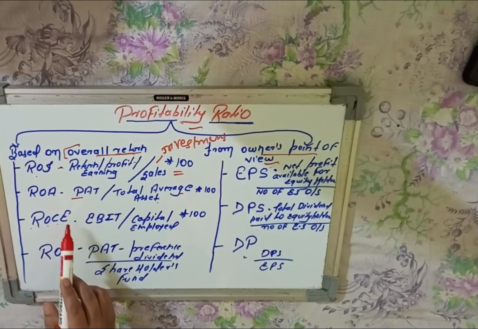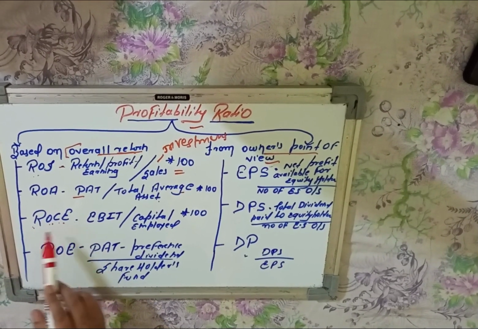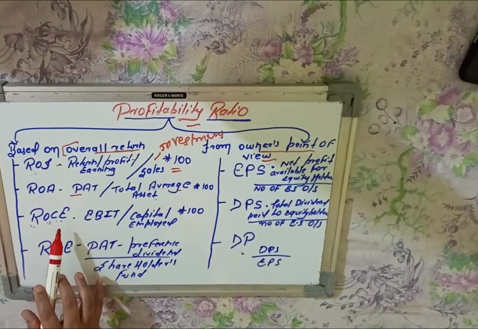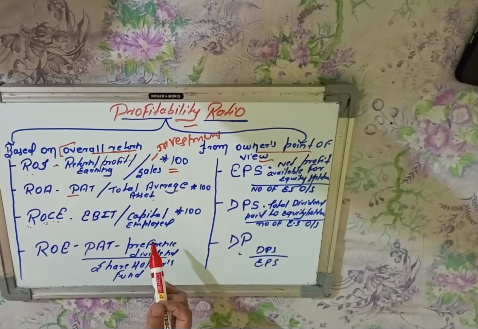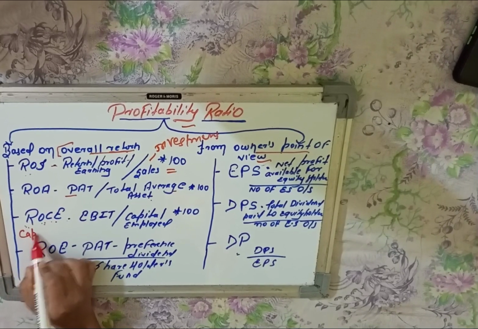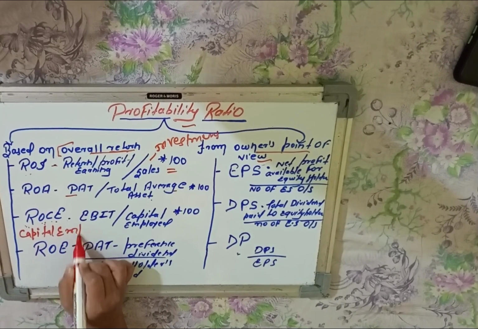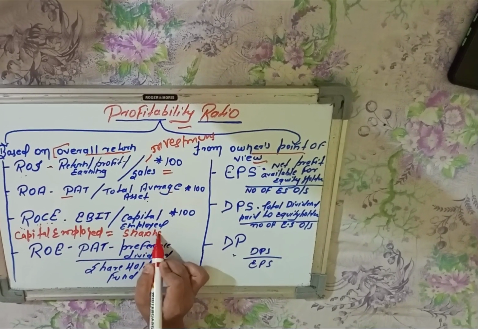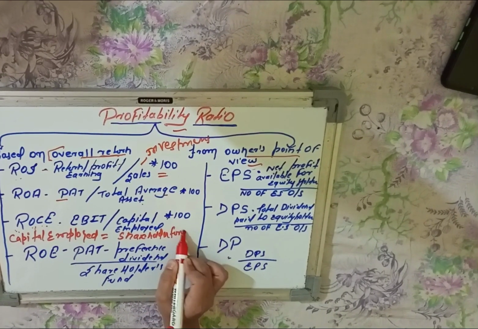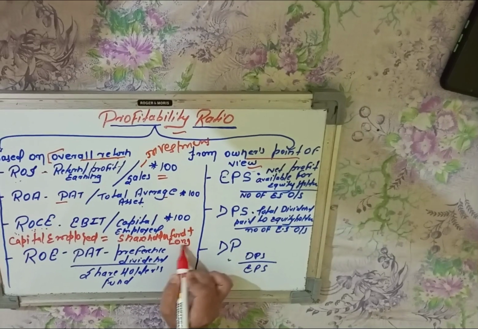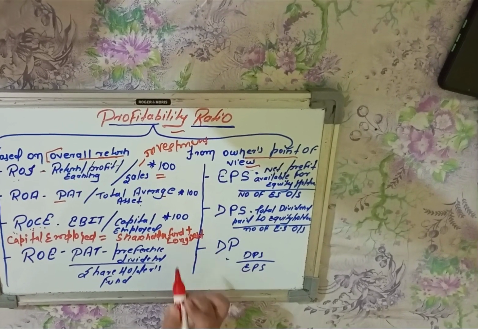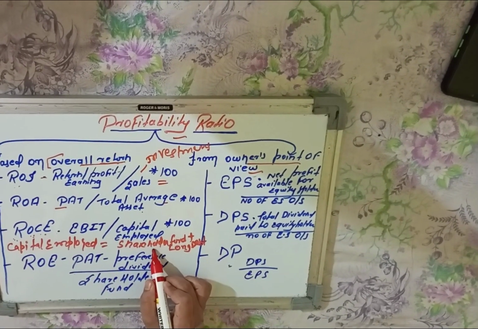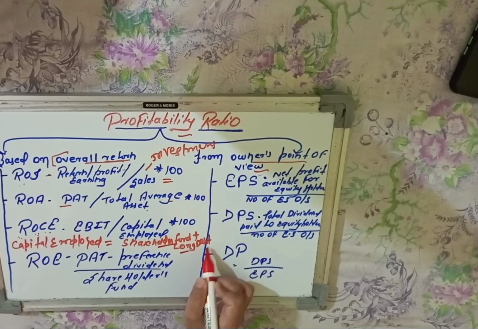The return on capital employed, which is said to be the ROCE. This basically measures how the return is generated on the total capital employed. So the capital employed formula is, this can be said to be the shareholders fund plus the total long term debt. So this ratio measures the total capital employed, which is the shareholders fund plus the total long term debt.